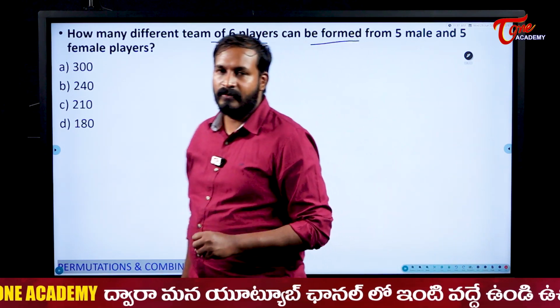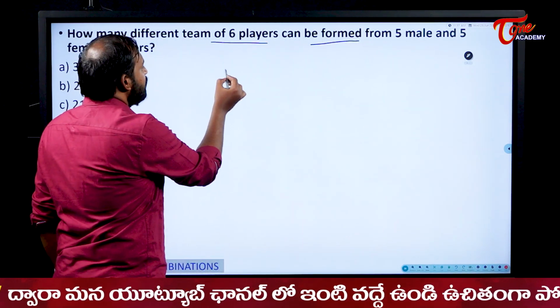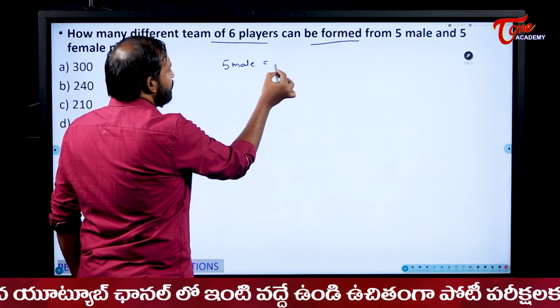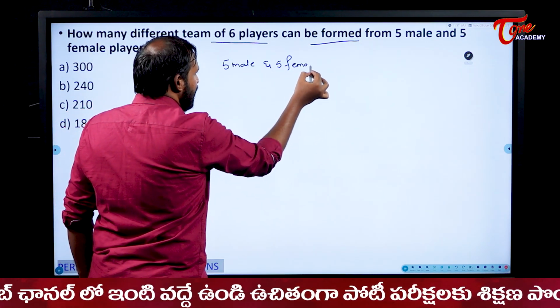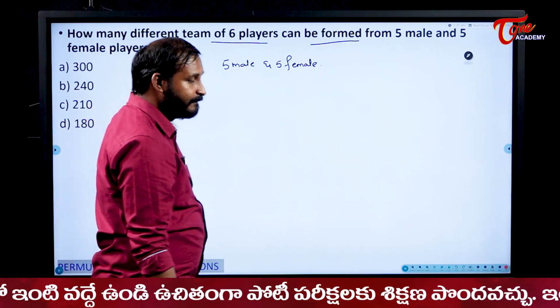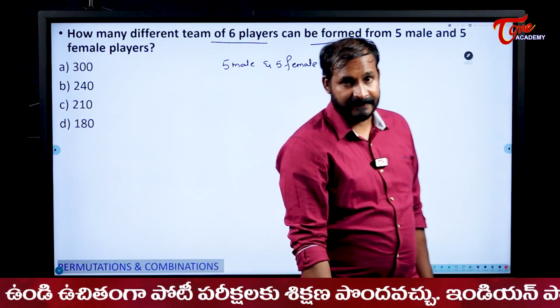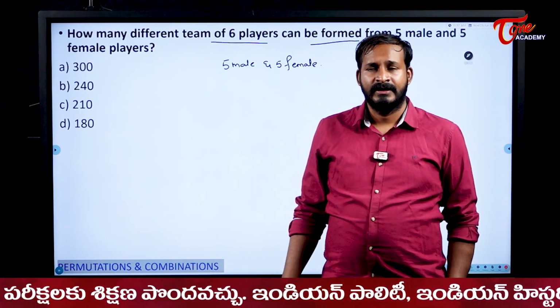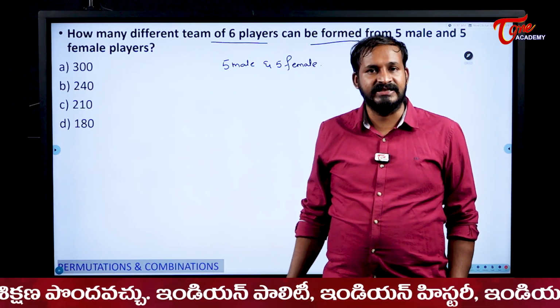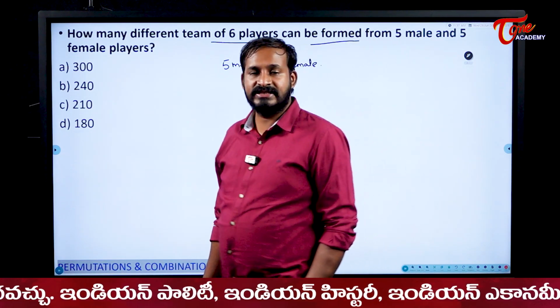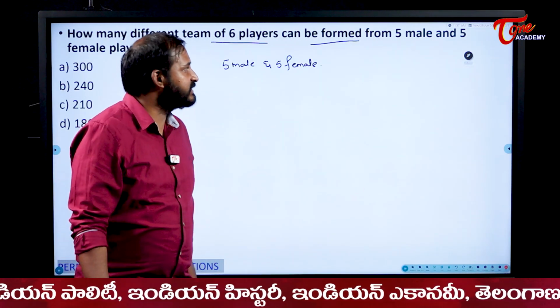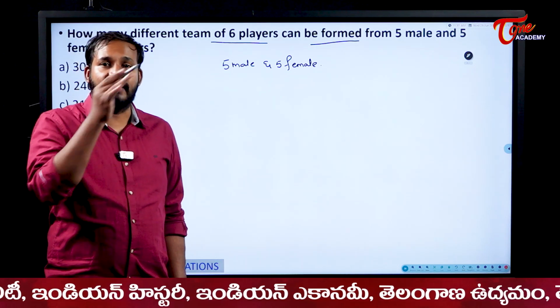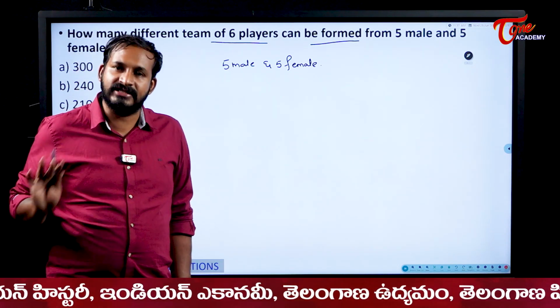So total there are how many persons for me? There are 5 male and 5 female. And from them I need to select how many? I need to select 6. Did they mention any special condition here? No, they didn't mention us any special condition. If they don't mention any special condition, from the total 10 people, I need to select 6.